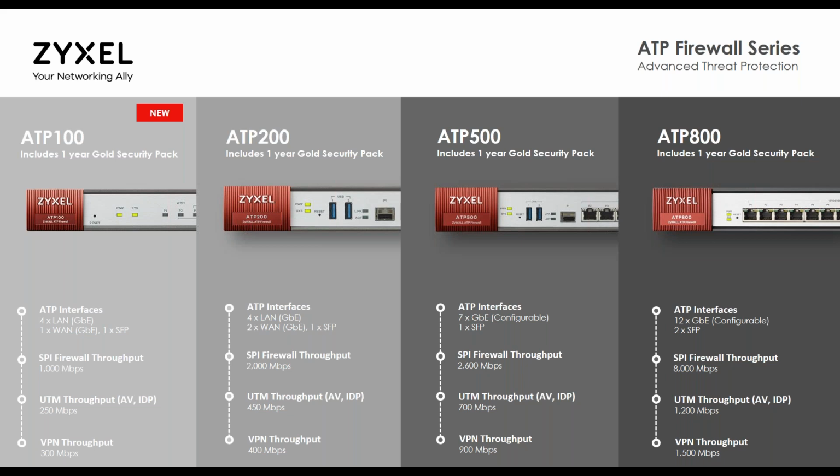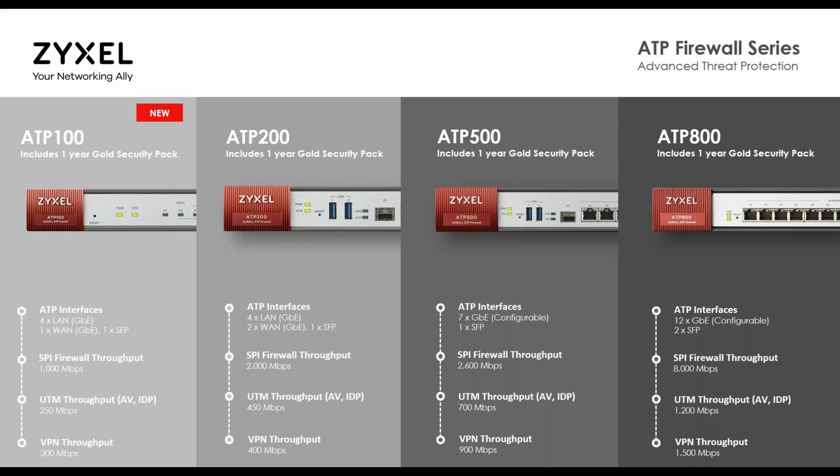So each of these comes with a 1-year gold security pack. Unlike the USG, where you get a bundle license which gives you your content filtering, your antivirus, your IDP, the ATP only has one license, which is the gold security pack, and it contains all the security features you will get on the USG, so content filtering, the botnet filtering, the anti-spam, and it also includes the secure reporter as well.